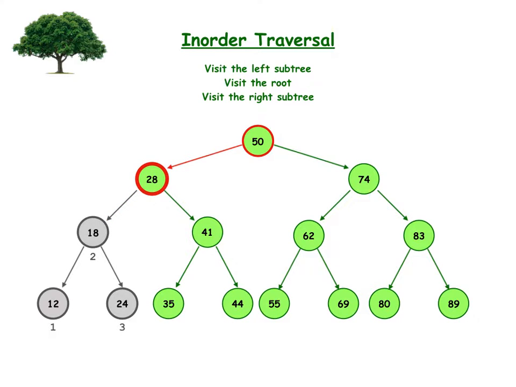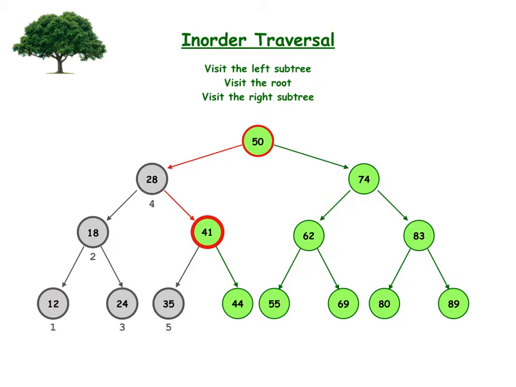We go back up. Now we're at 28. We have visited 28's entire left subtree. Next step is to visit the root, which is 28. So we visit it. 28 is the fourth node to get visited. Now we go to its right subtree. Then for 41, before we visit 41, we need to go to 41's left subtree. 35 is a leaf. So again, nothing more to do there. We visit it. It has no left, it has no right. So we're done at 35.